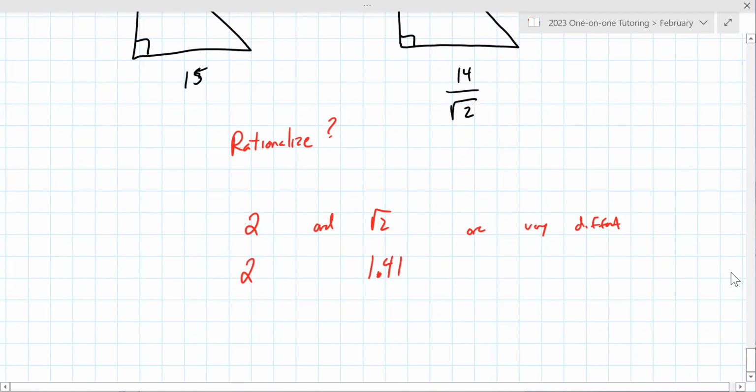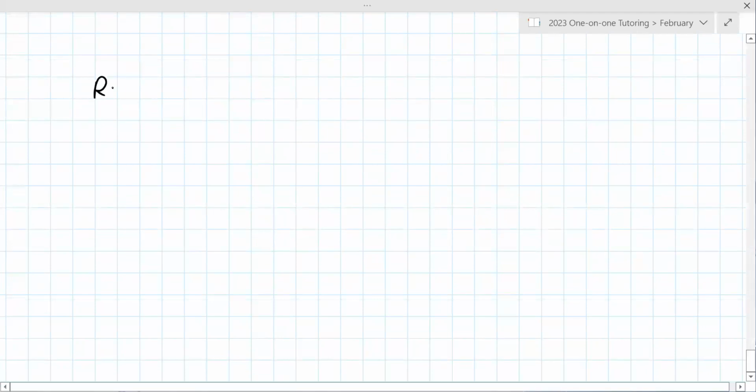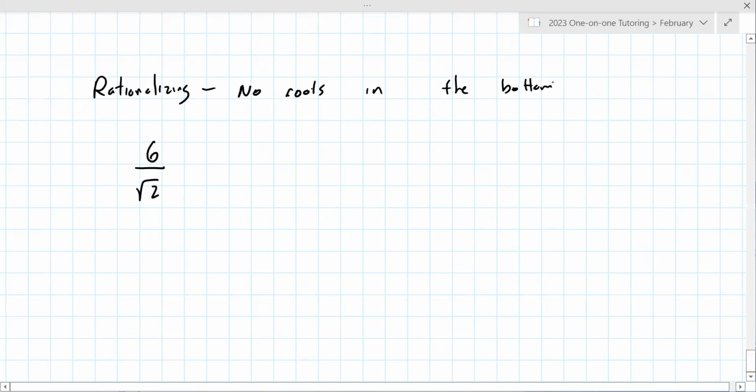Okay, good. So let's talk a little bit about rationalizing. Again, we'll choose a really simple example. Let's say it's 6 divided by the square root of 2. Rationalizing means no roots in the bottom. Do you see a root in the bottom? Yes. So to undo that, we multiply the top and bottom by the square root of 2.